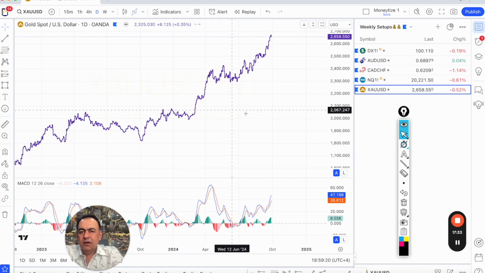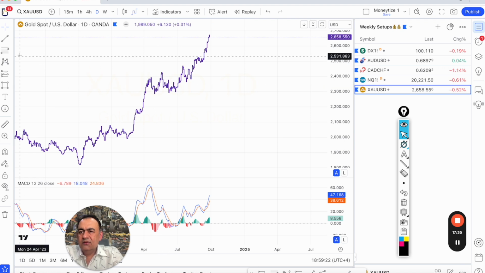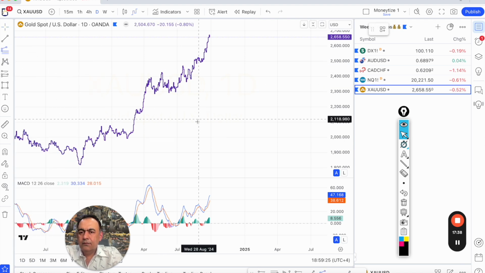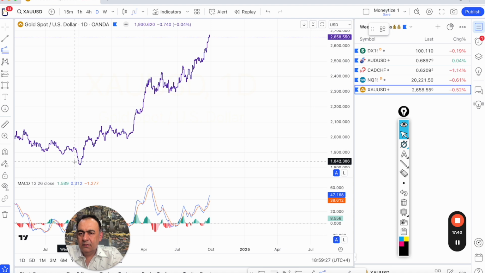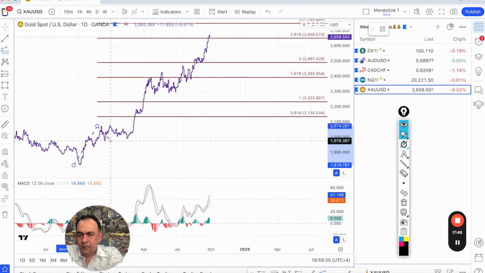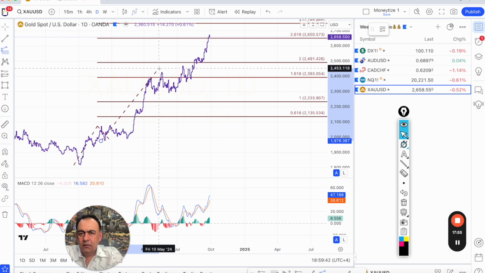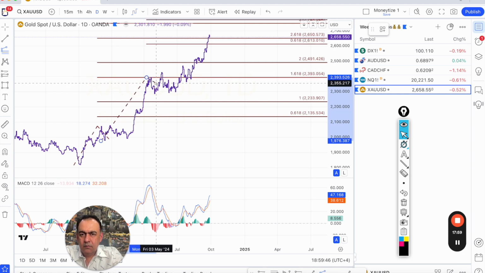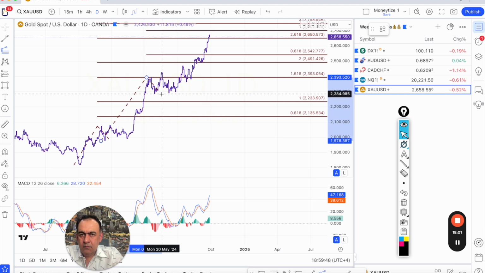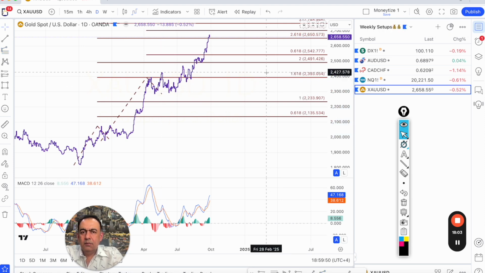And here I've started from the nearest low point. I'll pick my first extension here. Done. I'm going to use one more time on the next bullish cycle starting here. And we got the magnet levels here.